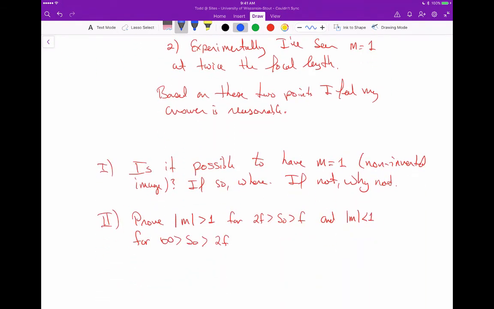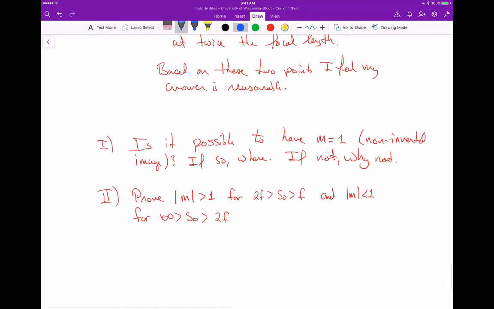So just a couple of points for your own thought. Is it possible to have a non-inverted image with a magnification of 1? If so, where would that object need to be located? And if not, why isn't it possible? Another thing you might want to do is see if you can prove that the magnification is greater than 1 for objects that are between f and 2f, and that the images are shrunken when the object is between infinity and 2f.